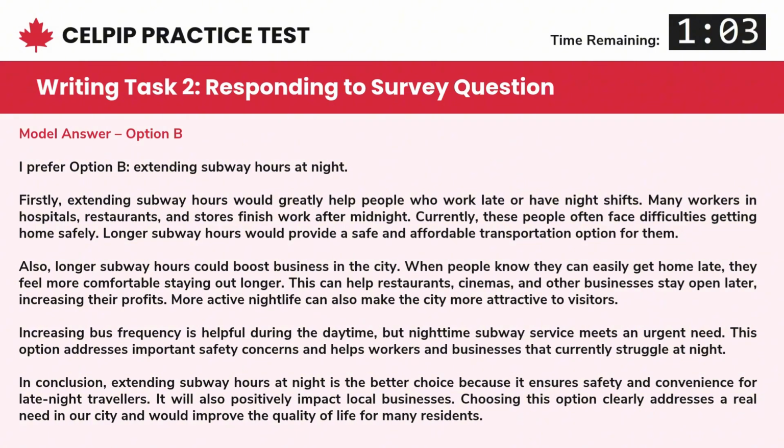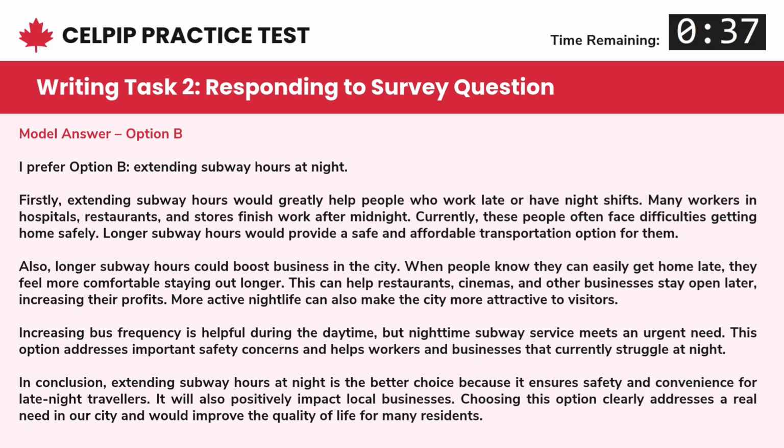They use specific examples, such as people working in hospitals, restaurants, and stores, clearly showing who benefits from the change. Secondly, the writer points out that longer subway hours can boost local businesses. They provide practical examples, like restaurants and cinemas, explaining that businesses could stay open later and increase their profits. The writer also mentions that this would make the city more appealing to visitors, showing broader community benefits.